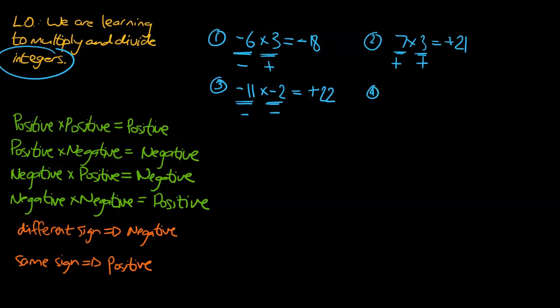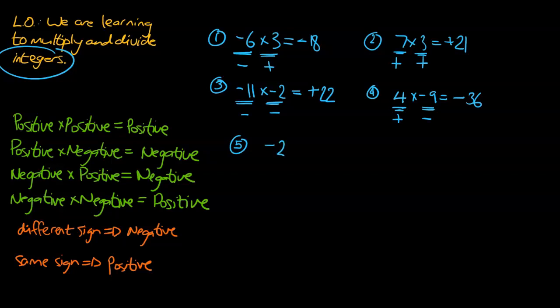Question 4, let's say 4 times -9. Have a look. Well, that 4 is positive, that 9 is negative. Positive times negative is going to give us a negative answer. We then do the numbers. 4 times 9, 36. So that there would be -36. We'll then have a look at a slightly more complicated example.